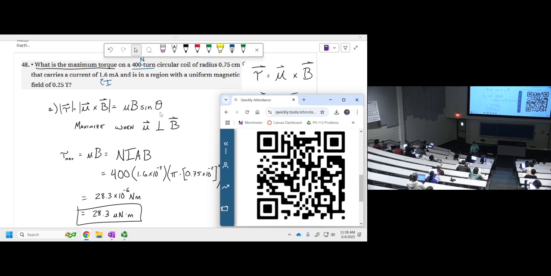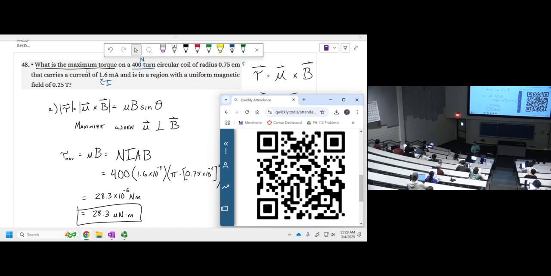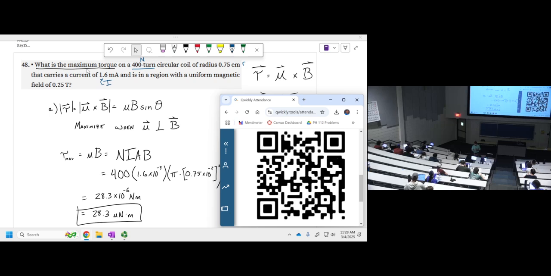So it didn't really disappear. It's just that we let sine theta go to 1 to get a maximum amount of torque. If theta was 0, then the sine of 0 is 0, and you would get 0 torque. Yep. Good question.